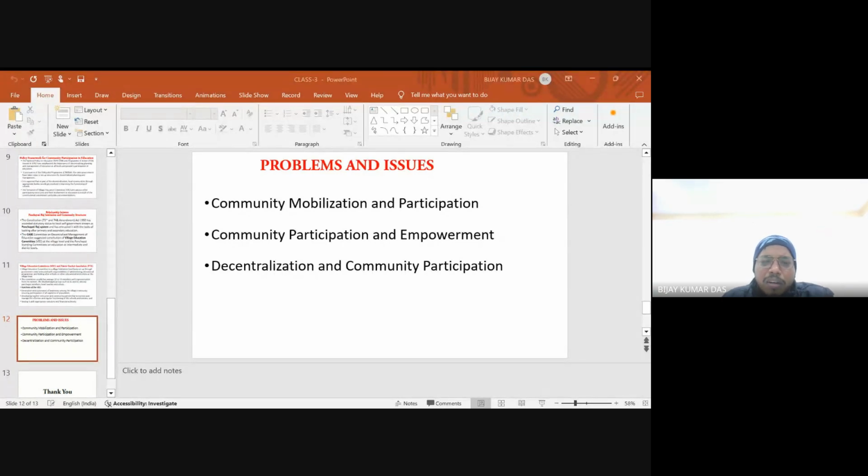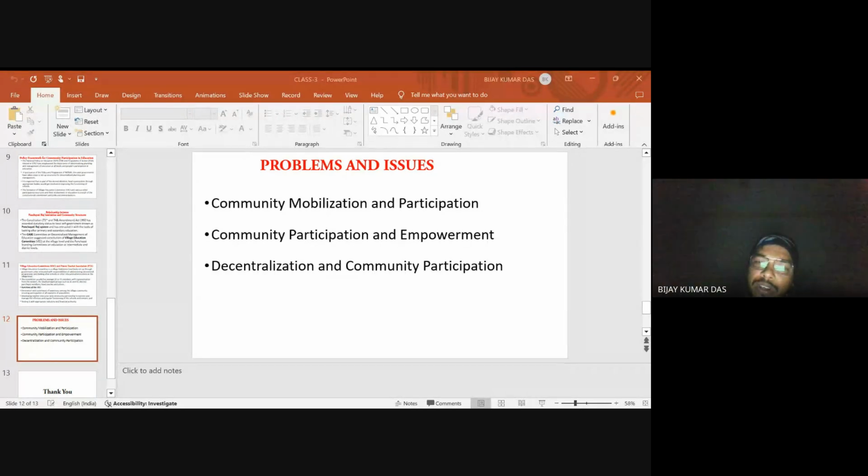The next is community participation and empowerment. Community mobilization is done, participation, you know, so empowerment is essential. If we analyze the community participation in education, it will remain incomplete if we do not relate it to the question of community empowerment.